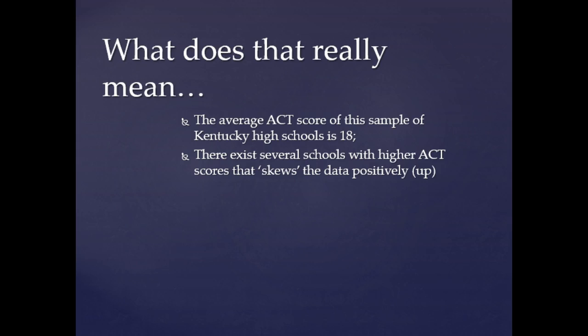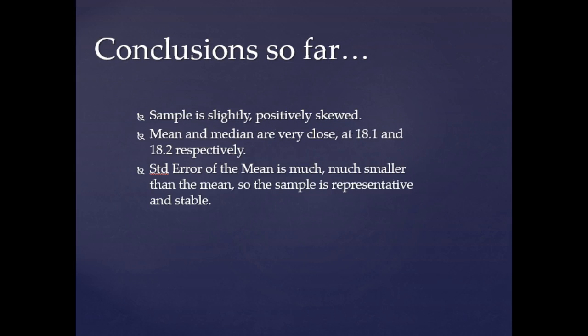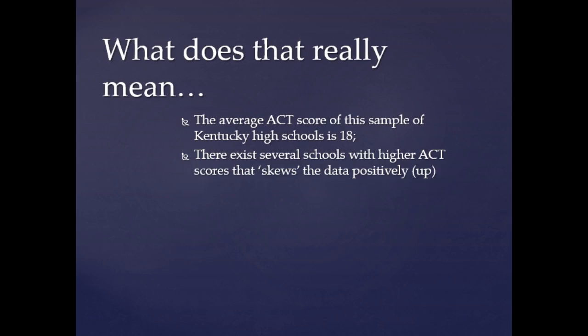So if we put this into practical terms, what does this mean? The average ACT score in this sample of Kentucky high schools is 18. And so we see that, again, if we see this close relationship between the mean and the median, we get a sense that there is a clustering around this number that is very close to 18. And that there are several schools that are skewing the data positively, which means that we're seeing higher ACT scores at some high schools.